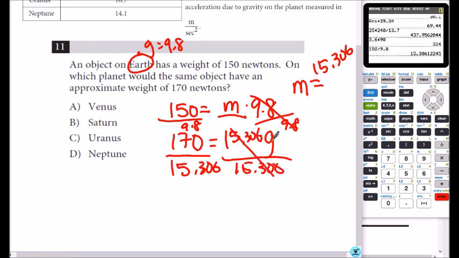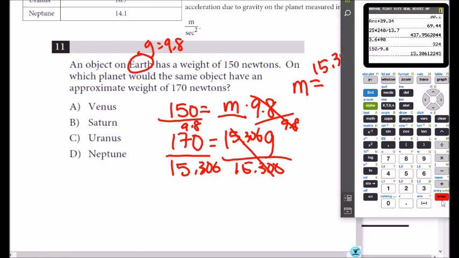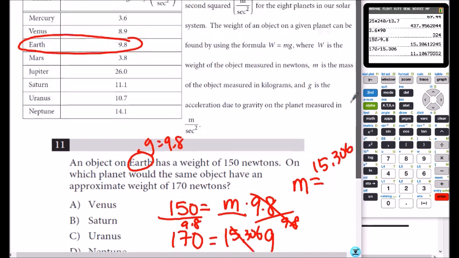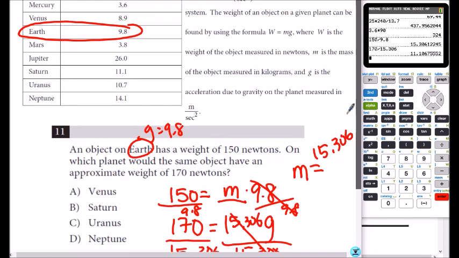So your G, the gravity, or the weight in gravity, or something like that, must be equal to 170 divided by 15.306. So you get 11 point something. 11.1. So which one has a gravity, acceleration due to gravity equal to 11.1? Saturn. Saturn is your answer. B.